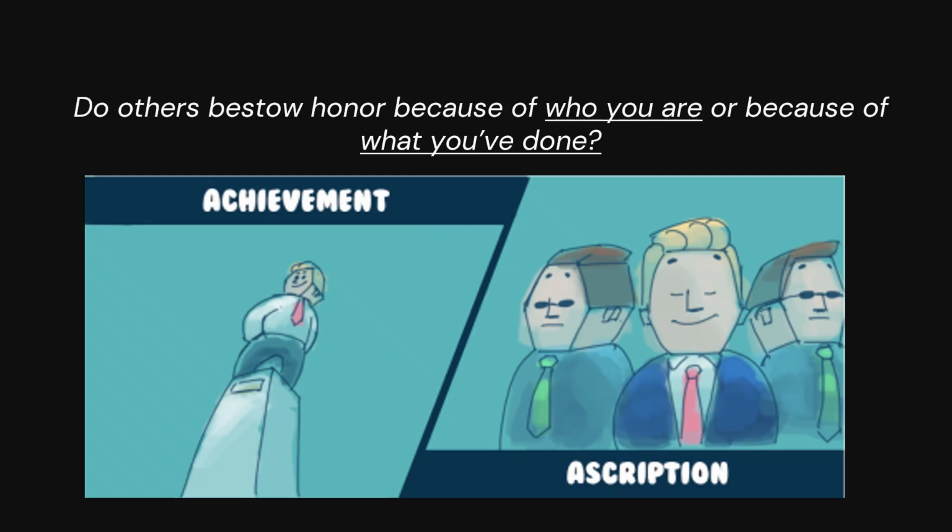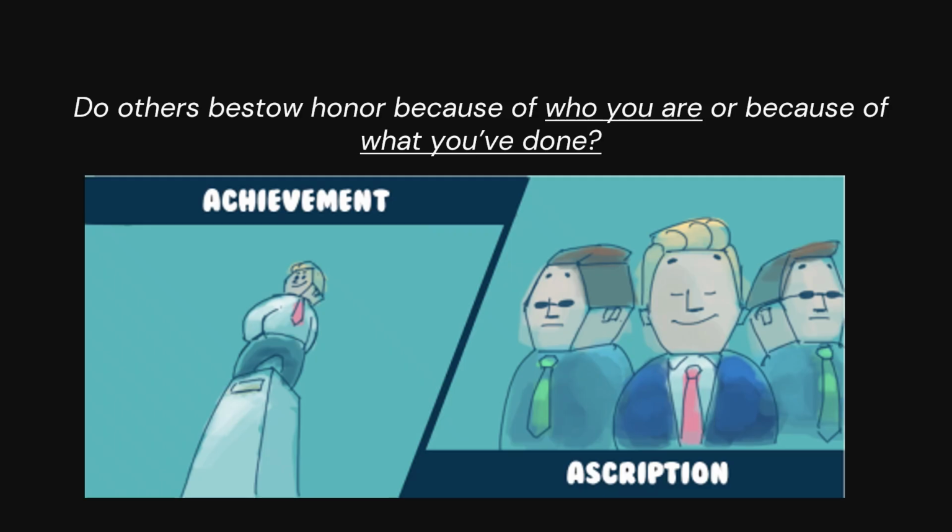The next category is achievement versus ascription. Do others bestow honor on you because of who you are or because of what you've done? So in the United States, we tend to be more achievement based. And what that means is that the people that we look up to the most, the people that receive the most honor in society and in American culture at least, tend to have accomplished great things. They are pro athletes who have won lots of competitions and have proven that they're great, right? Or they are politicians that have won elections, or they are business owners who've grown these massive corporations, and so on.